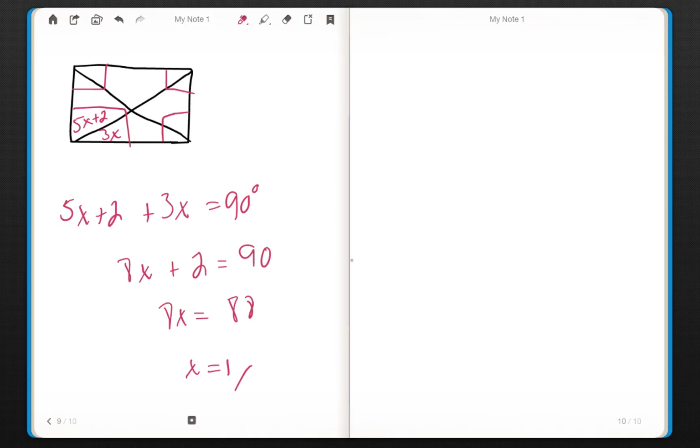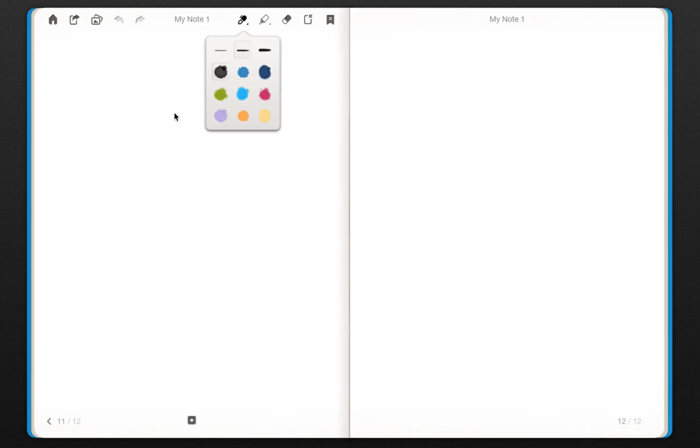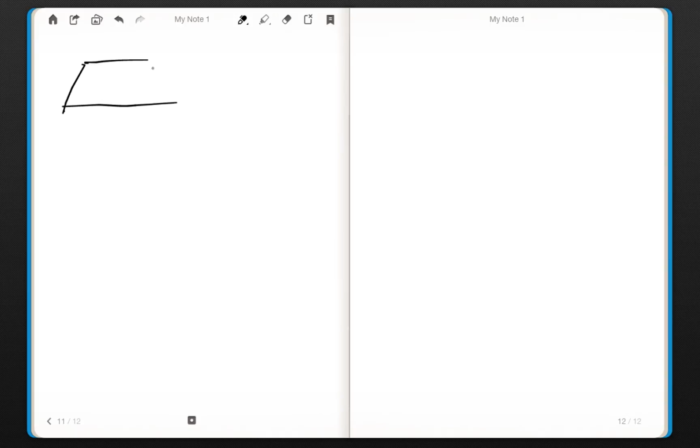Let's go ahead to the next section, trapezoids and kites. Kites you may not be familiar with; trapezoids I'm sure you've seen. A trapezoid is a quadrilateral with just one pair of parallel sides. For example here, the other pair is not parallel.